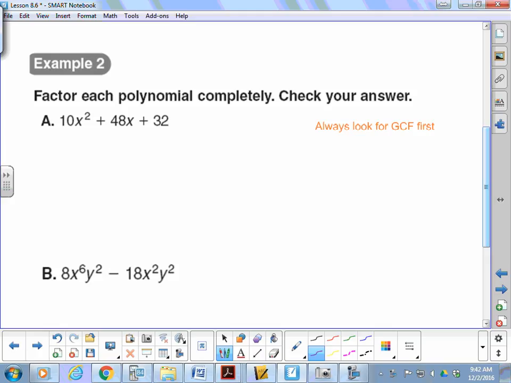Whenever we are factoring, the first thing you should always look for, number one, when it's asking you to factor, is a greatest common factor first. So here we have 10x squared plus 48x plus 32. The first thing is, do they have something in common?